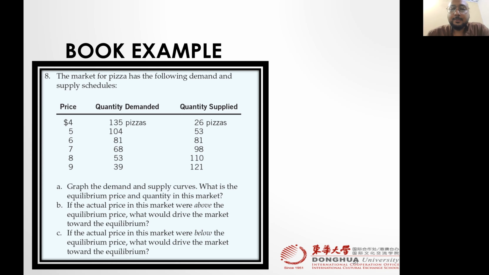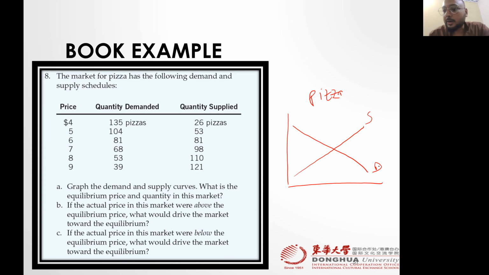So what is market? If I ask you what is market graphically, this is the supply curve, this is demand, so this is the market. Okay, so let's start the question. The market for pizza, so this is the pizza market. So demand for pizza, supply for pizza, right? Here is the price of pizza and here is the quantity of pizza.